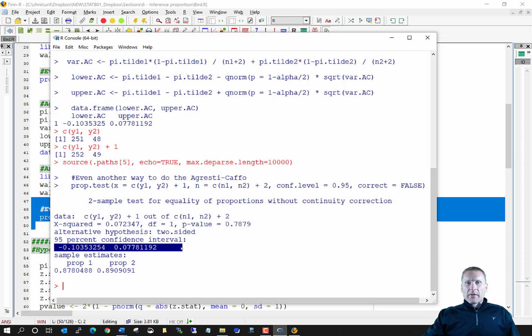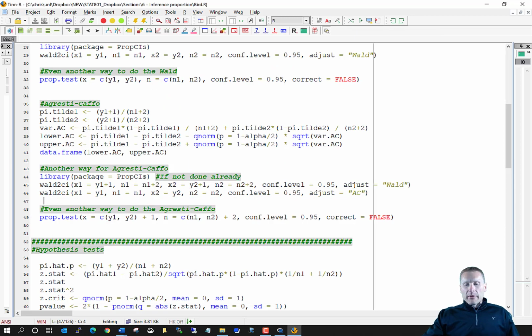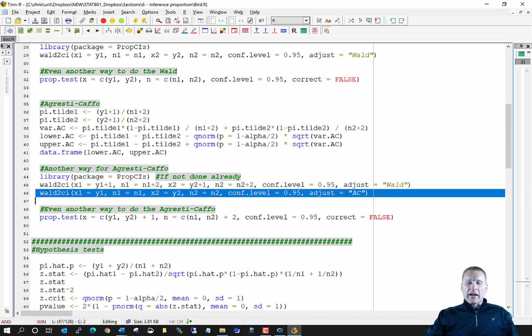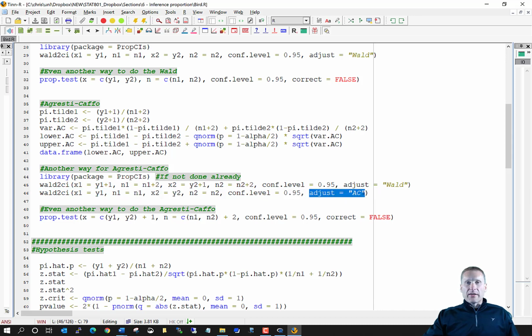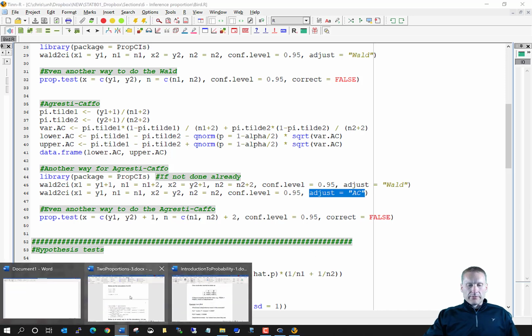As you might imagine, you could use prop.test to do a hypothesis test, but let me warn you that you should not use this particular output based upon this adjusted data to do the hypothesis test, because we actually don't want to use the adjustment when we use a test statistic or a p-value. And lastly, if you want to look at another method, you can use the PropCIs package I briefly mentioned before, and this wald2ci with adjust equal AC for Agresti-Caffo will give you the correct answer. Okay, let me head back to the notes.